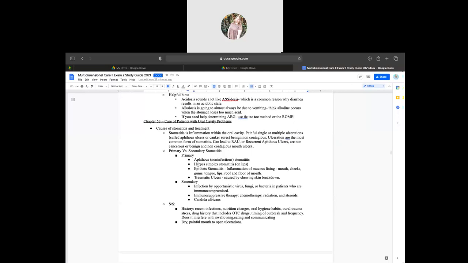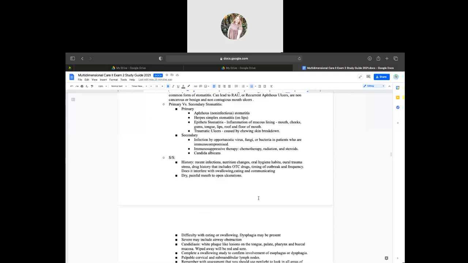There's two types, primary and secondary. Your secondary is usually caused by something else, like either drugs or an infection. While primary, it's because of the lining. It may be because of chewing. It may be because of breakdown. It may be because of something else, or not an infection.